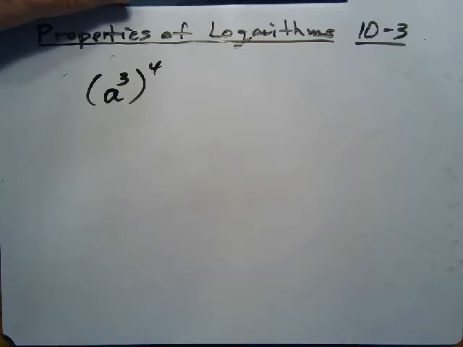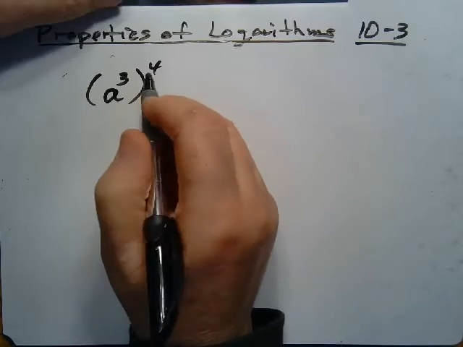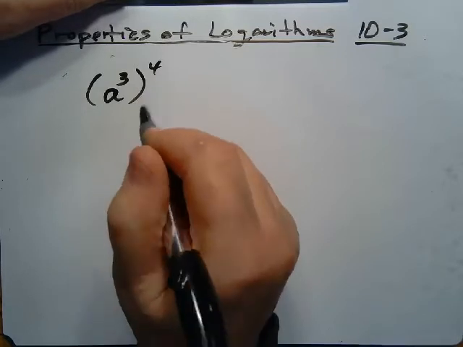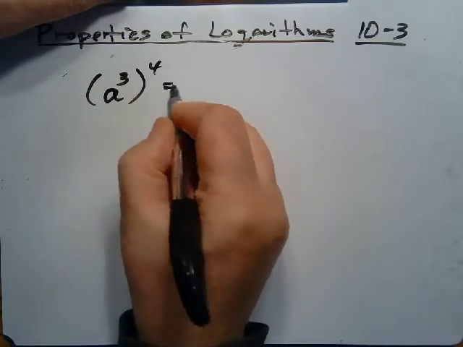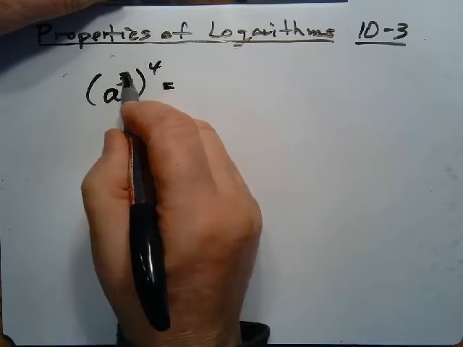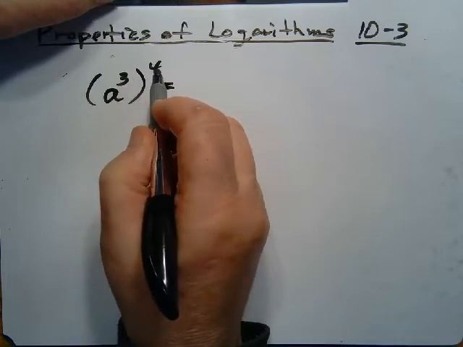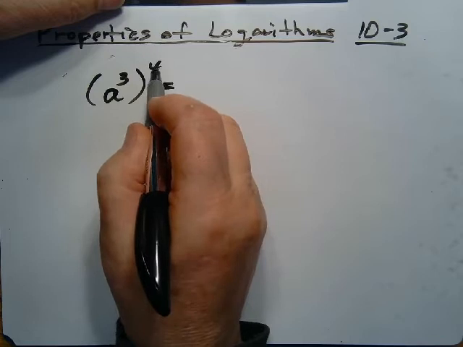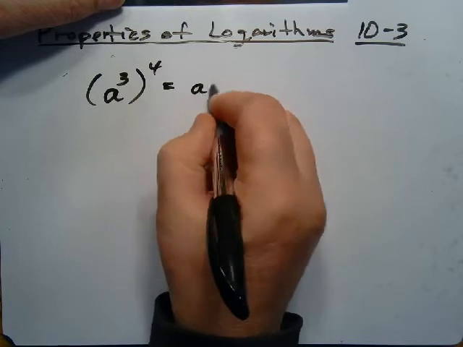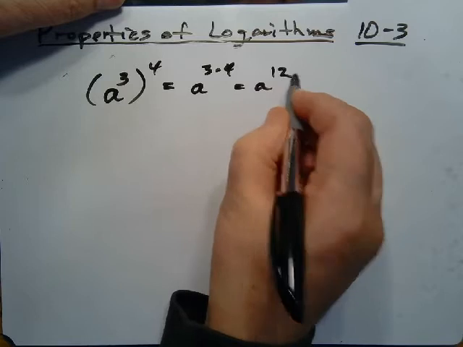All right, the third and final property today is this one, and it's even more important in many ways than the other two, because we use it a lot more. We have a lot more reason to use it. Let's review what this was. This is in exponents. It said if we raise a power to a power, we end up multiplying the exponents. So this is a to the 3 times 4, or a to the 12.